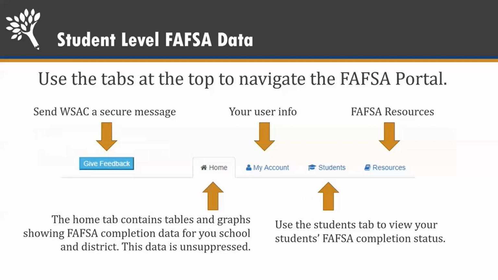You'll use the tabs at the top to navigate the FAFSA portal. The first tab, the Home tab, contains tables and graphs showing FAFSA completion data for your school and district. The data is unsuppressed. The next tab is My Account, and this will show your user information, which is the information that we have about you that we use to create your account.